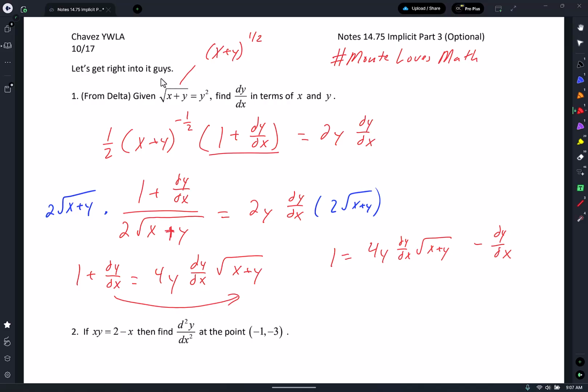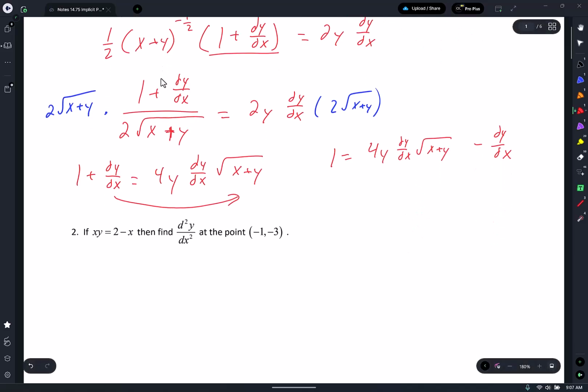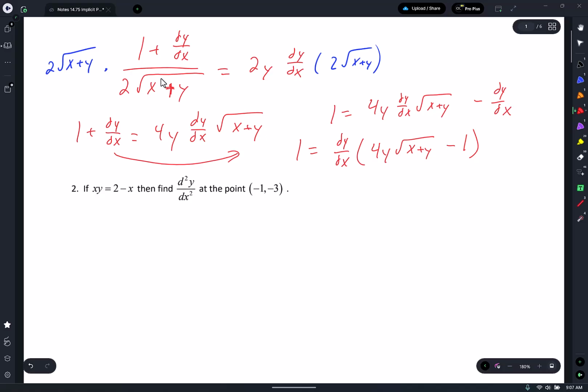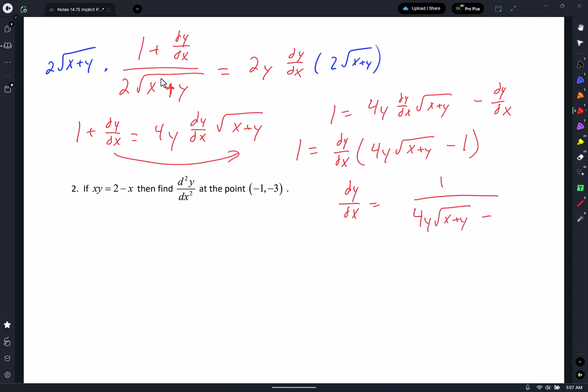Now what's my last move? Factor out a dy dx. So 1 equals, here's my dy dx factored out, parenthesis, 4y square root of x plus y minus 1. So sometimes you guys forget that. And then the last move, and I'll wait. Yeah, divide to get dy dx by itself. So dy dx equals 1 over 4y square root of x plus y minus 1.